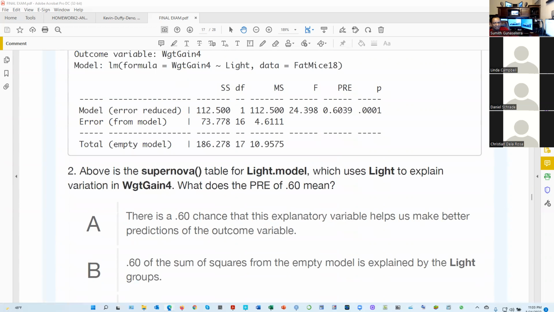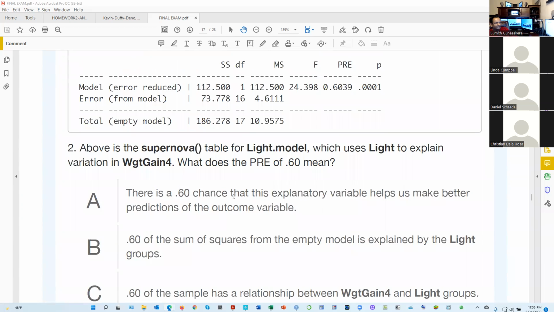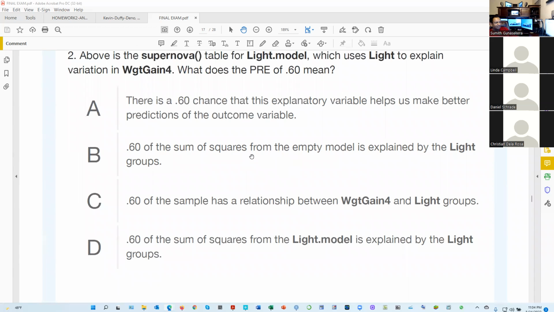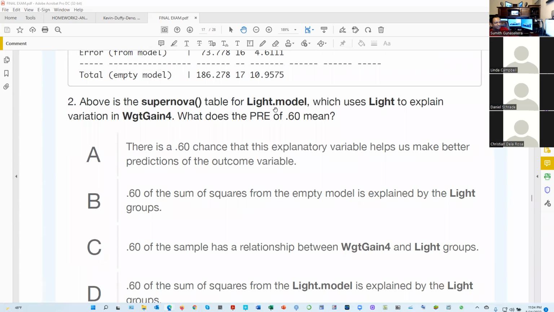Okay, that's right. Then number 2: above is a supernova table of the light model, which uses light to explain the weight gain. What does 0.60 here mean? Yes, 0.60 of the sum of squares from the empty model is explained by the light groups. That much of the sum of squares total you see from the empty model has been explained by the light model. The model name is light.model.